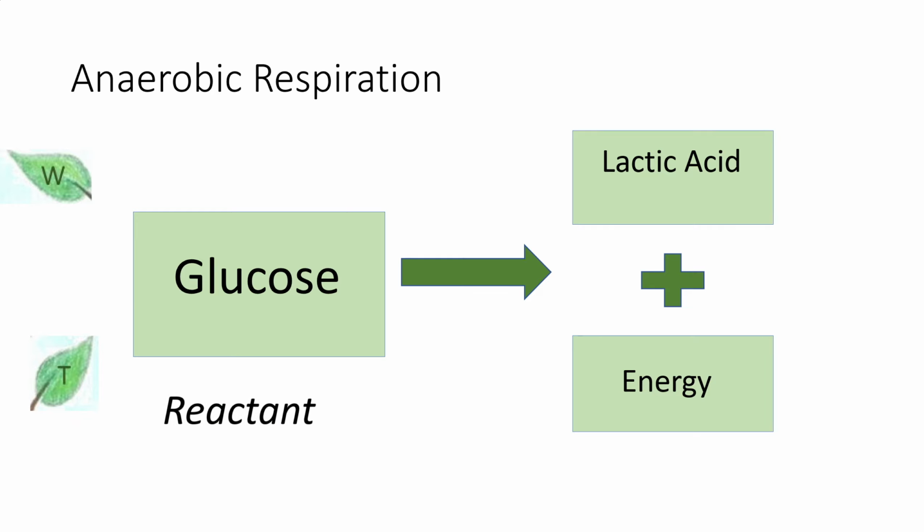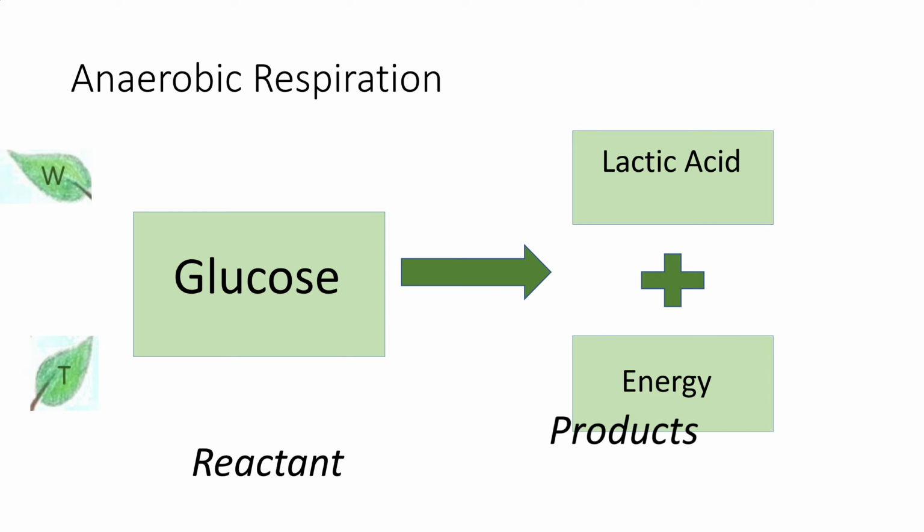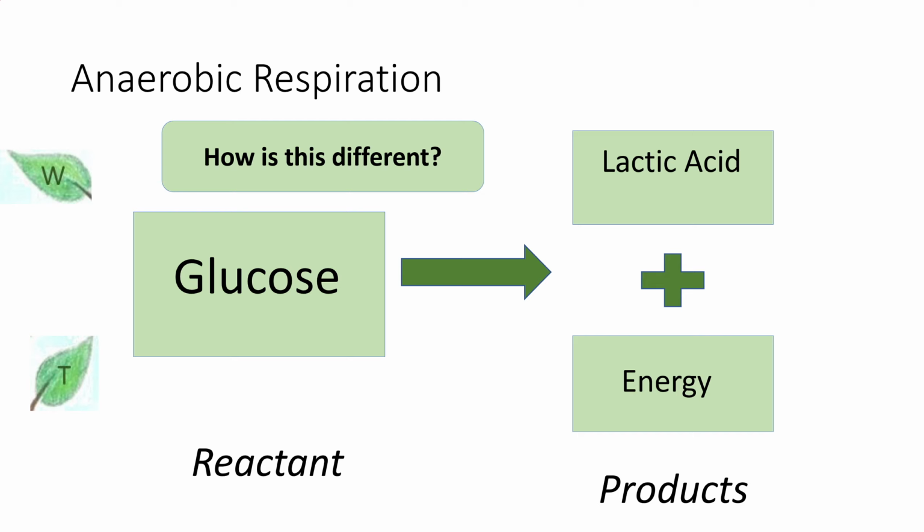Now, glucose is the reactant in this case, and lactic acid is the product. Energy, you can't quite see energy. When you do this at A level, you will find out that the energy actually has a name. It's called ATP. So that will be your products. Now, how is this different? Well, hopefully we know from the equation before for aerobic respiration, and you know what, let's write it down so we've got a reference. So let's go over here.